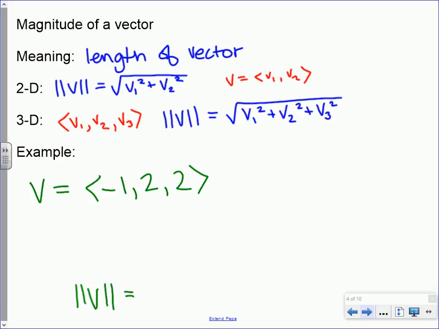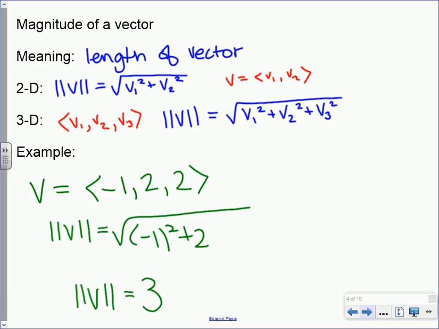Gabe has an answer of 3. Does anybody agree with that? Yeah? We take the square root of negative 1 squared plus 2 squared plus 2 squared, we get the square root of 9. Okay? And so our magnitude is 3.